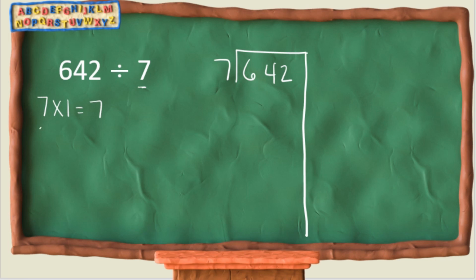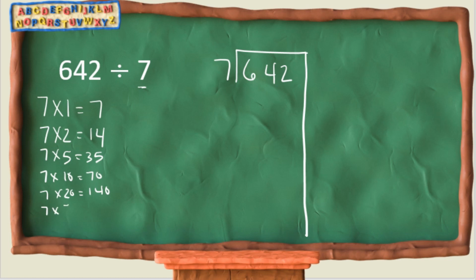So 7 times 1 is 7. 7 times 2 is 14. Okay, 7 times 5 equals 35. And from here, we're just going to use the multiples of 10. So we can do 7 times 10, that is 70. 7 times 20, that is 140. 7 times 50, that is 350.